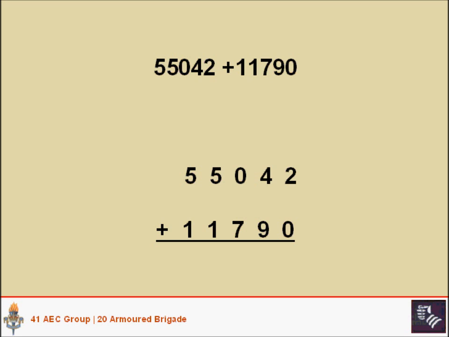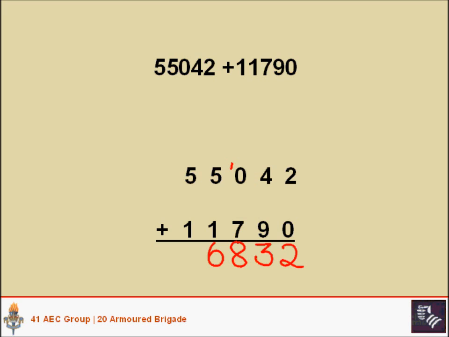55,042 add 11,790. So, we start off in the units column, we add the 2 to the 0. Then, we go into the tens column, and we add 4 to 9. This doesn't work, so we put in a 3 and carry the 1. Then we add the 0 to the 7, but remember that we have a 1, so it's an 8. Then add the 5 to the 1, and it equals 6.